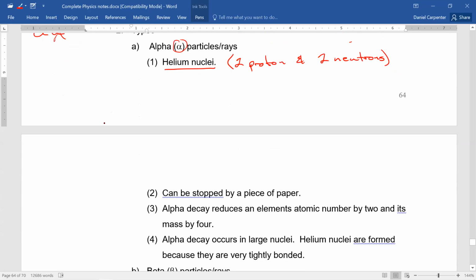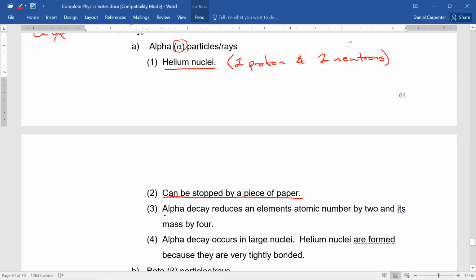Now, alpha particles are not very energetic. As far as subatomic particles go, a helium nucleus is enormous. Tiny for us, but enormous for subatomic particles, two protons and two neutrons. Because of that, it can be stopped by a piece of paper. It doesn't take much at all to stop alpha particles.